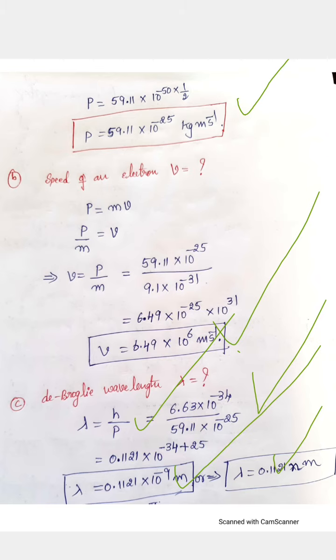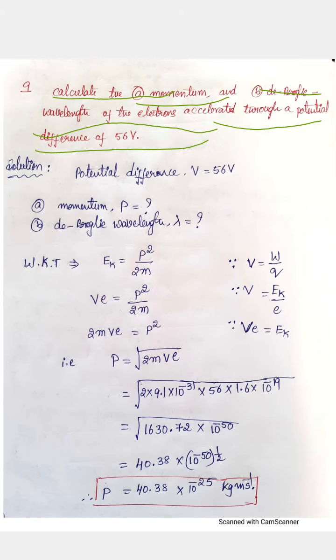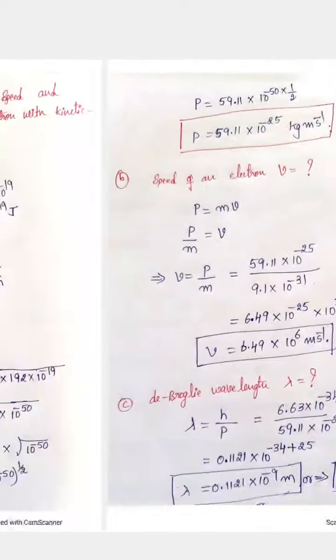Next we will move to the next numerical question, that is question number 9. Okay, now all of you read question number 9. Calculate the momentum and de Broglie wavelength of the electrons accelerated through a potential difference of 56 volt. Here we have to follow the same method that we followed in the previous numerical. In the previous numerical they had given the kinetic energy. You can observe that question.